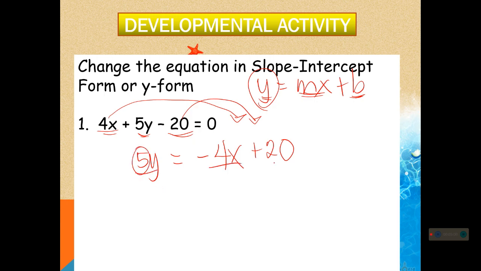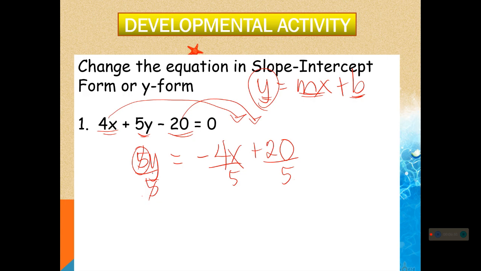Yes, you are going to divide all the terms of the equation by the coefficient of y. So whatever is the coefficient of y here, that is the number that you are going to divide all the terms of your equation by. If you are given negative 3y, you are going to divide all the terms of the equation by negative 3. Since we have positive 5, we have to divide this by 5.